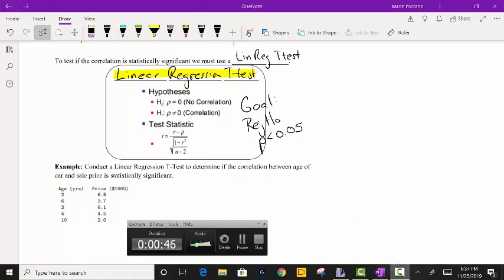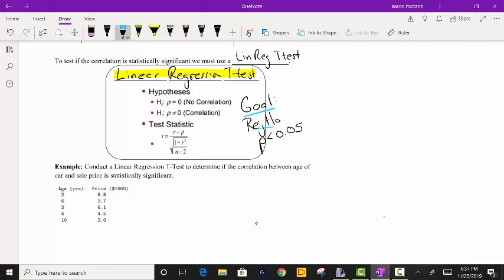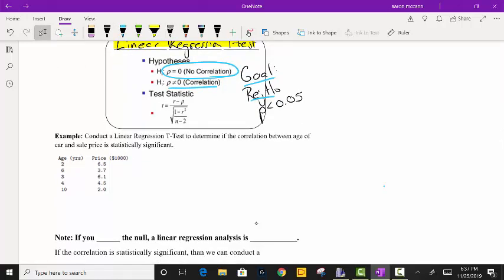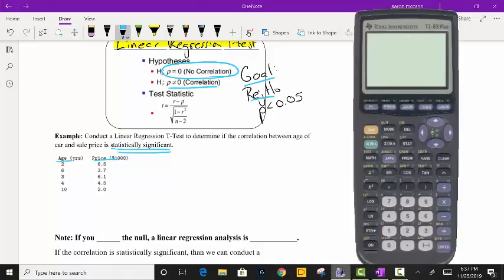Just a reminder that the goal of that t-test is that we're going to reject the null. That's what we're hoping to do, because the null is that there's no correlation, and we're trying to find evidence that there is indeed correlation between the two. So if we want to conduct a linear regression t-test on age in years versus the value of a car, and we want to check to see if it's statistically significant, then on our TI-83 or TI-84 calculators, we're going to run a linear regression t-test.